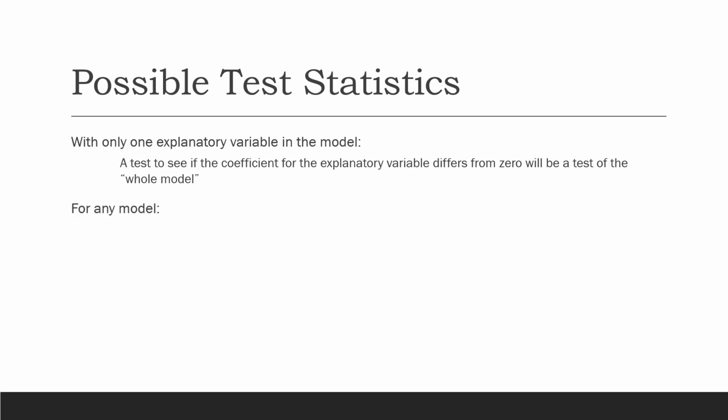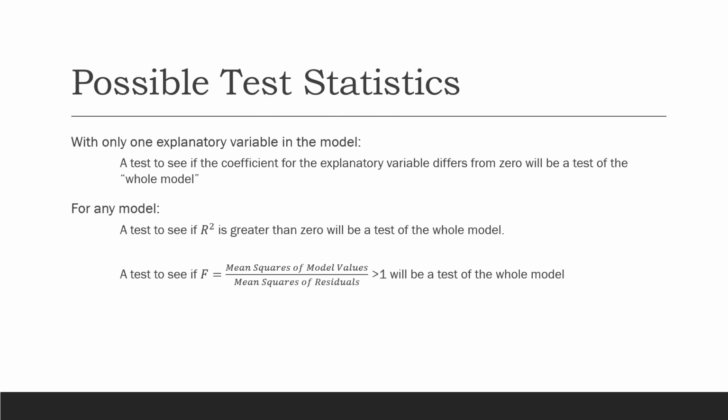But in general, if I have a linear model with more than one explanatory variable in it, I can do a test for the whole model either by looking at r squared. If r squared is greater than 0, then that would mean that the model is explaining some of the variation. So testing to see if r squared is greater than 0 is a test of the whole model. However, we generally don't use r squared as the test statistic. Instead, we use a related quantity called F.